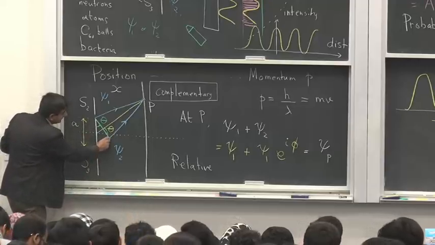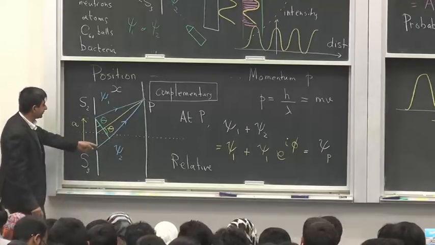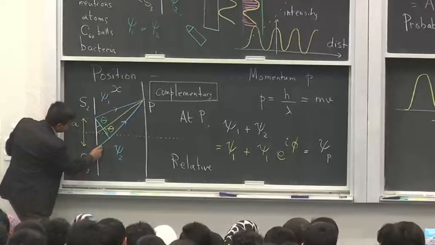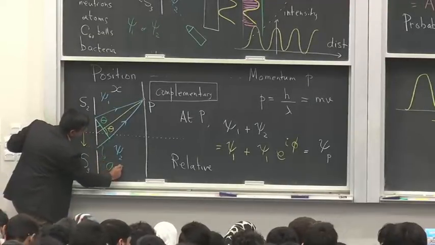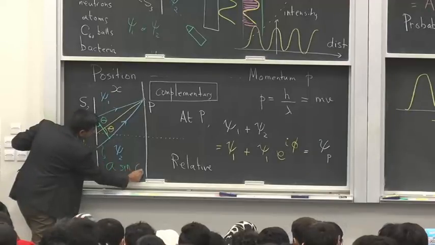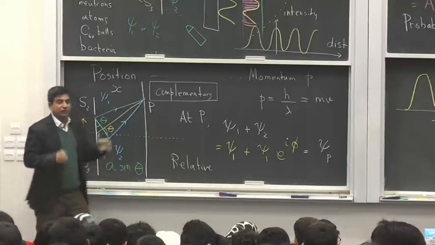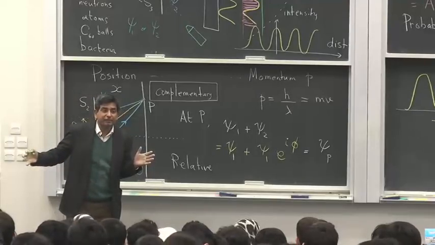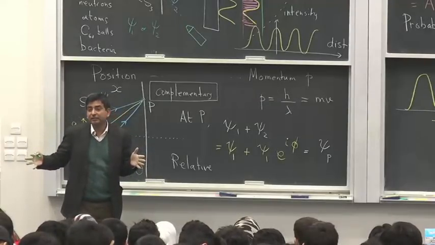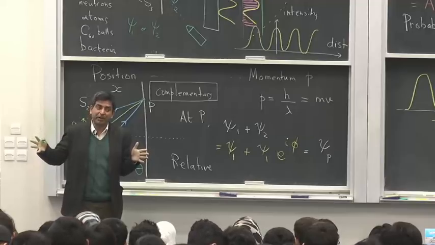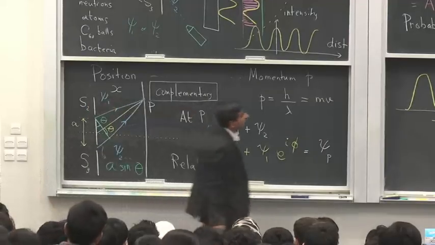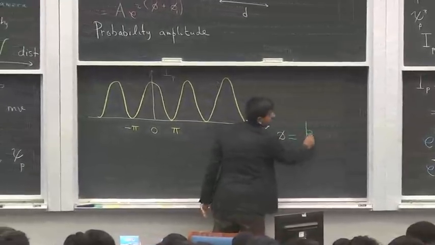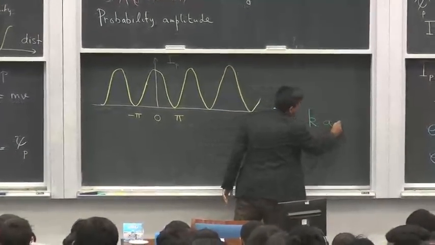You can find out what this distance is going to be. This distance is going to be A sine theta. So now you have a distance. How do you get a phase from a distance? You multiply the distance with k, 2 pi over lambda. So this phi really equals k times A sine of theta.